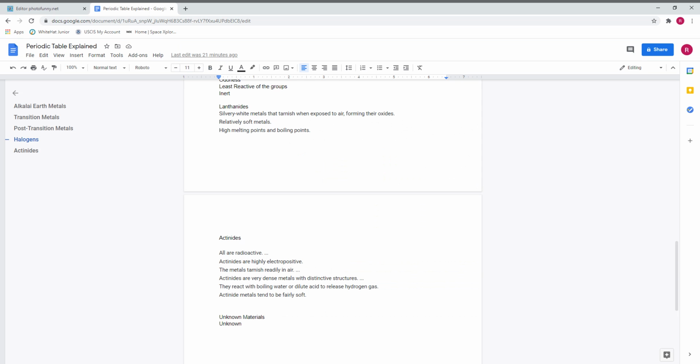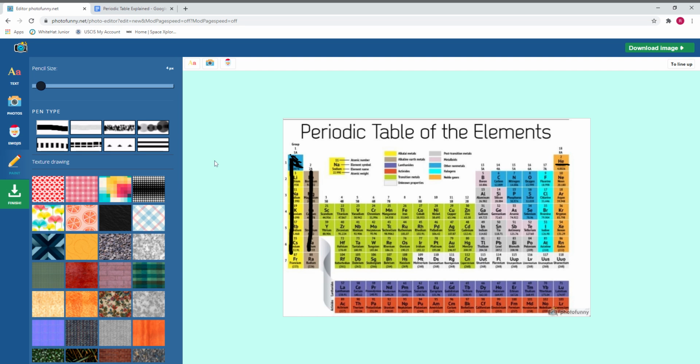So the next one we'll talk about are unknown materials. They include, I'm not even going to try pronouncing them, but their properties are unknown. They are known, but their properties are unknown. So that's it.